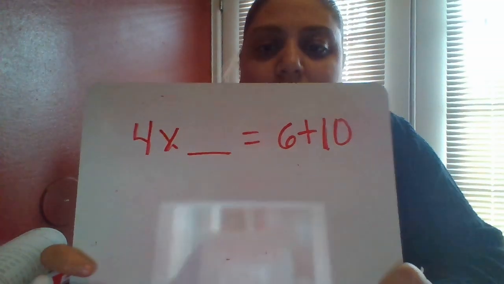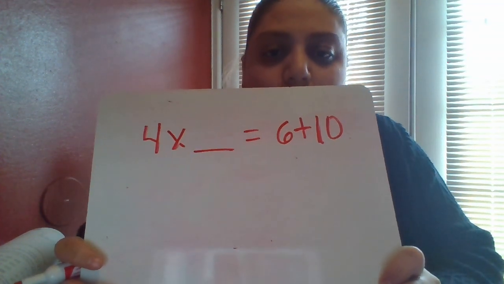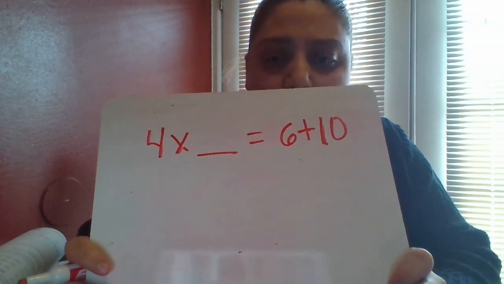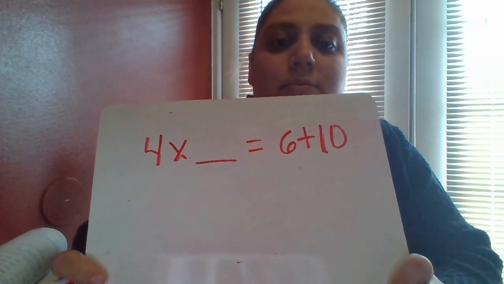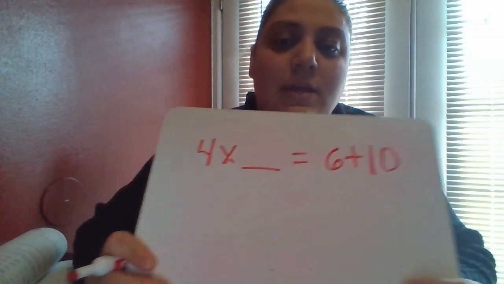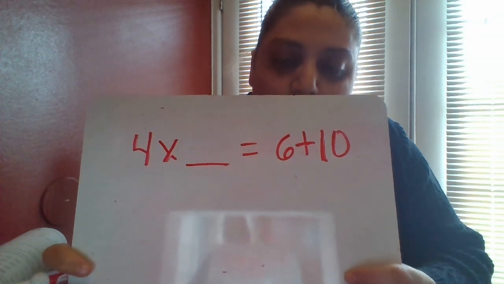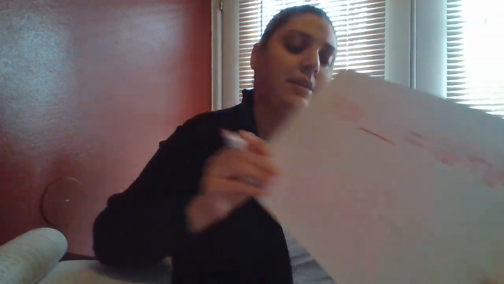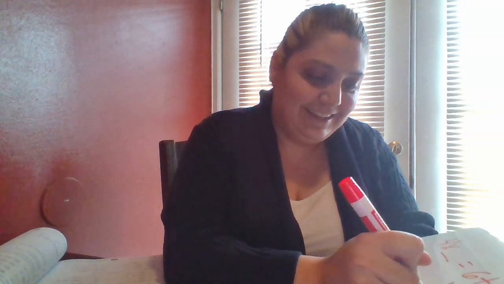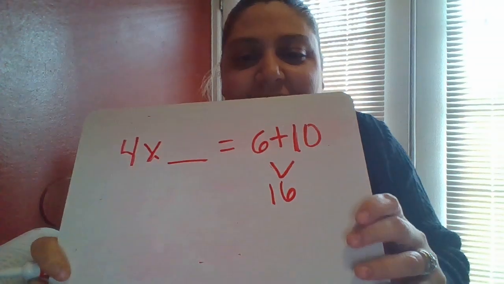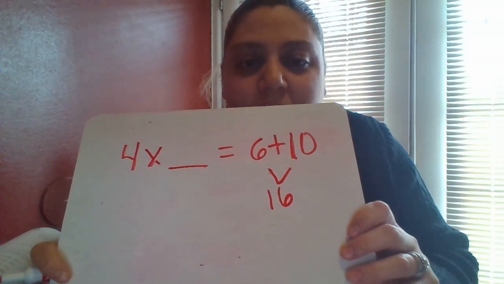Okay, so here's our next problem. So I have 4 times what equals 6 plus 10. So we have to work with the numbers that are given to us. So the numbers that were given to us are 6 and 10. So I am going to do that problem first. So 6 plus 10 is 15, 14, 16. Okay, if you said 16, you're right. So 6 plus 10 is 16.